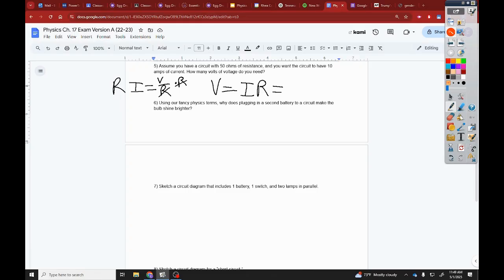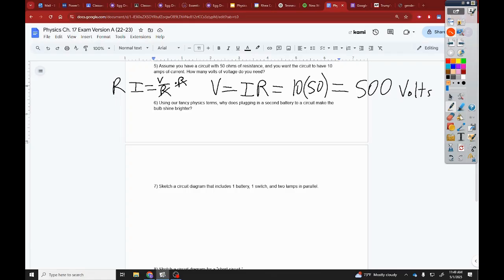In other words, voltage is current multiplied by resistance. So in this case, we had a current of 10 amps, and we had 50 ohms of resistance. Multiply those together, we get 500 volts of electricity. You can just write that as a V, but I prefer to put volts because we have other V's in physics.